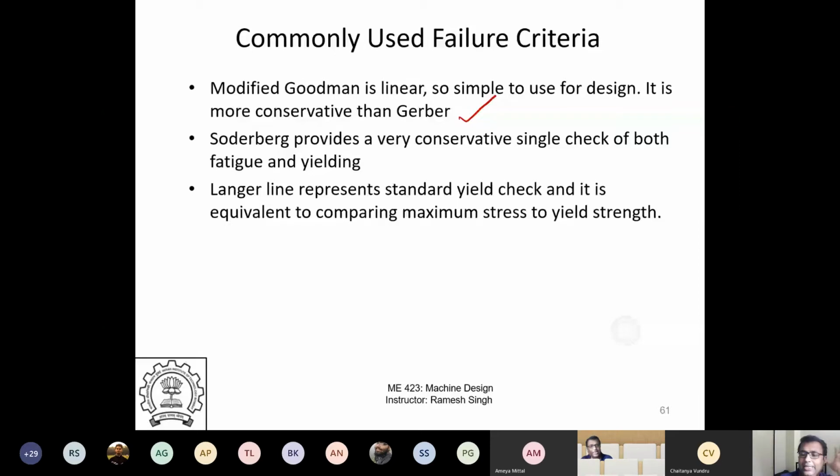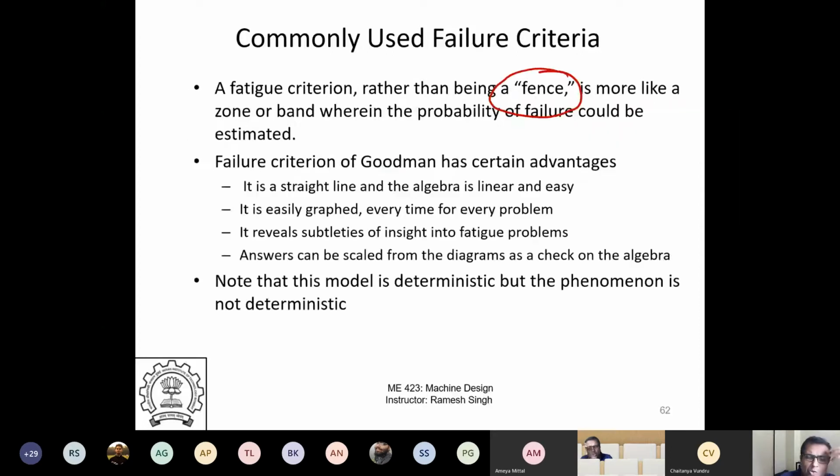And Langer line is just yield. So you draw a line from yield to yield, that is the Langer line. And now a fatigue criterion, rather than being a fence, it's more like a zone or band where the probability of failure could be estimated. So it's not just one point thing, right? You are basically having some room there. So it's more like a band where you have high probability of failure.